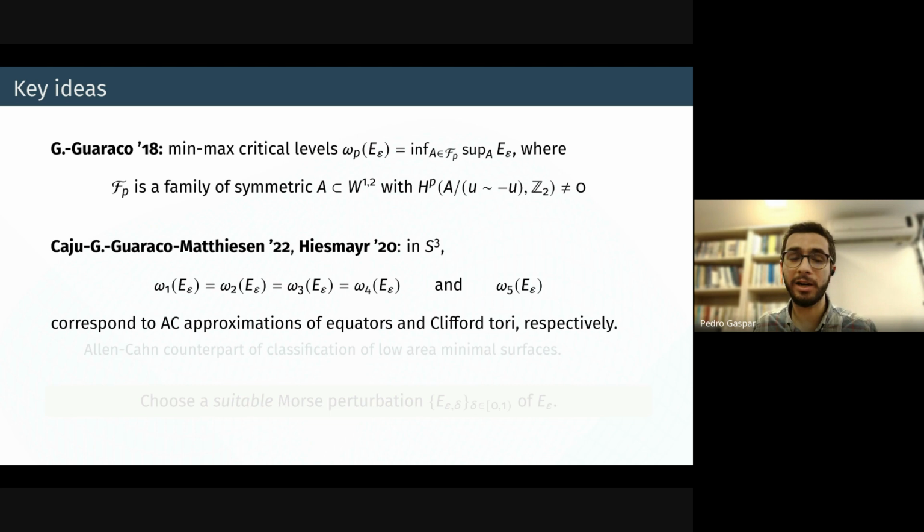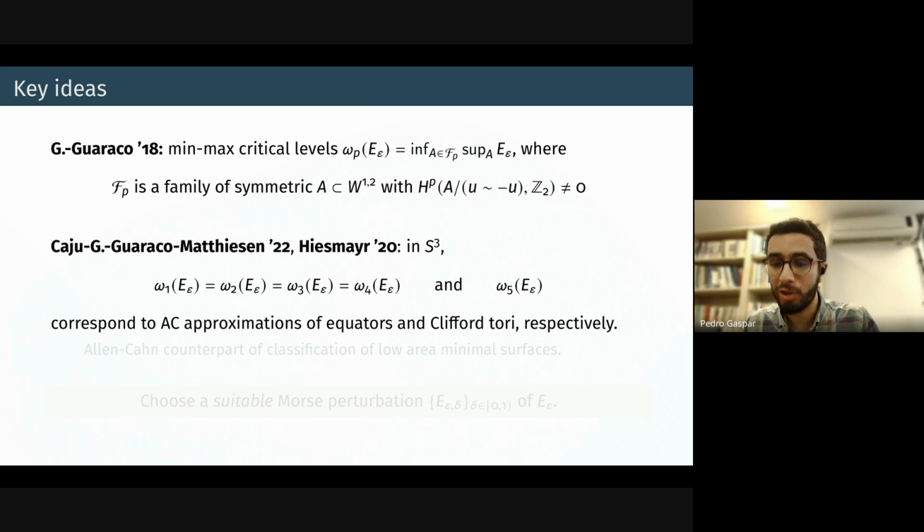And precisely in that earlier work with Caju, Baracco, and Mathisen, and also in that work by Hiesmeyer that I just told you about, we characterized the lowest min-max numbers. If you do that for p equals 1, 2, 3, and 4, you're going to see the critical level where Allen-Cahn approximations of equators lie. So the first 4 Allen-Cahn widths, the first 4 Allen-Cahn min-max numbers, correspond to Allen-Cahn approximations of equatorial spheres. That's natural from the index perspective, because a solution at the pth min-max level should have Morse index at most p.